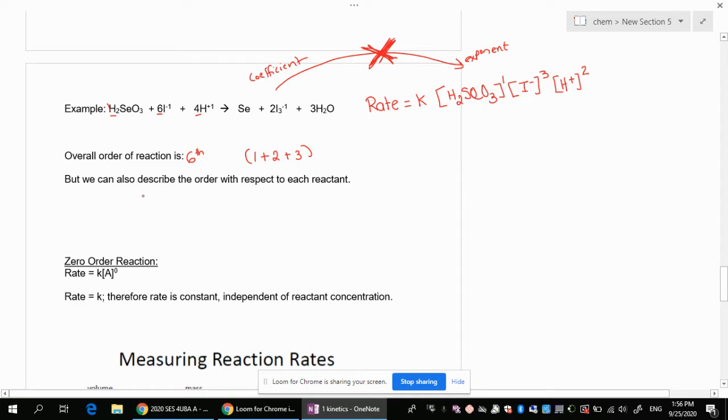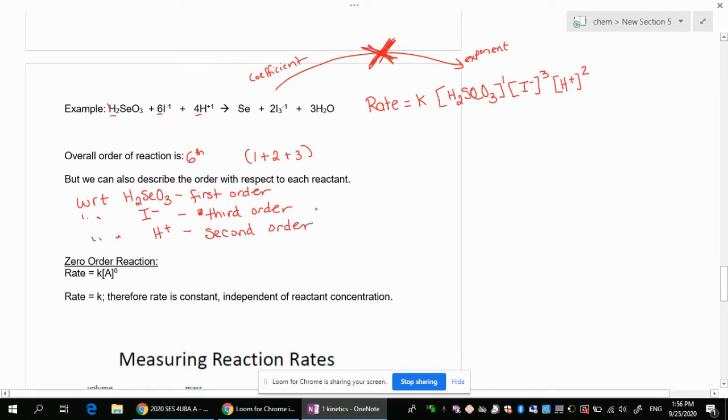But we can describe the order with respect to each reactant. So with respect to H2SeO3, it is first order. With respect to the iodide ions, this is third order. With respect to the protons or the acid, it is second order.